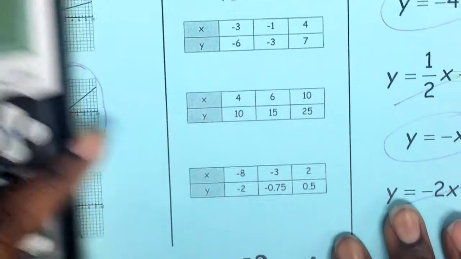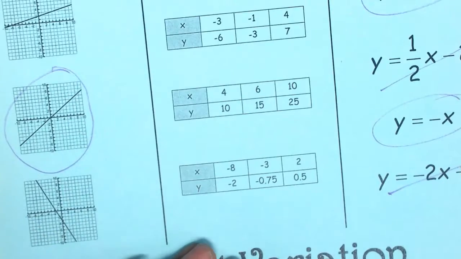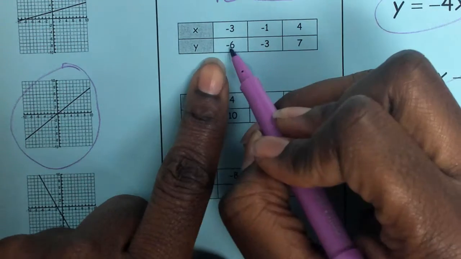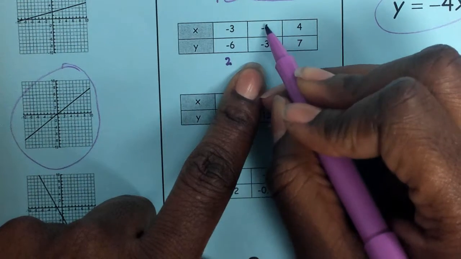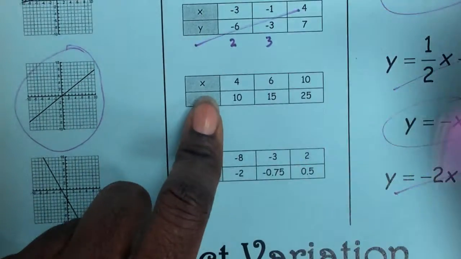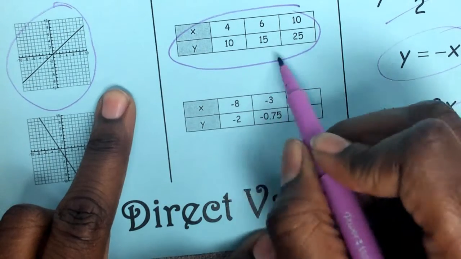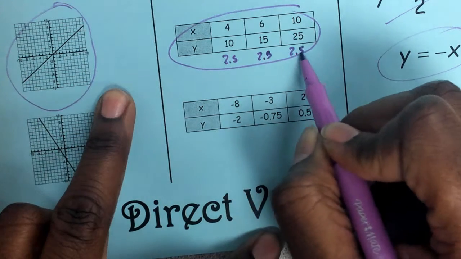All right, so this one right here, was it yes or no? I think this one was no. Because I can see -6 divided by -3 is 2, right? And -3 divided by -1 is 3. So nope. This one right here was a yes. And what was the value you kept coming up with? 2.5, 2.5, 2.5. That's called something.